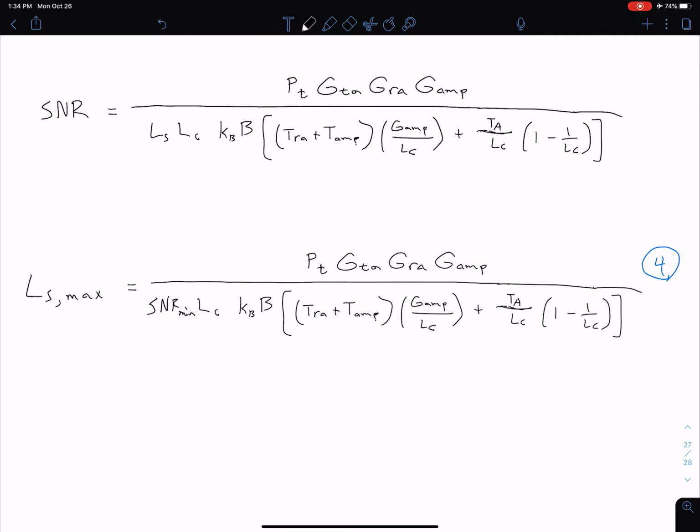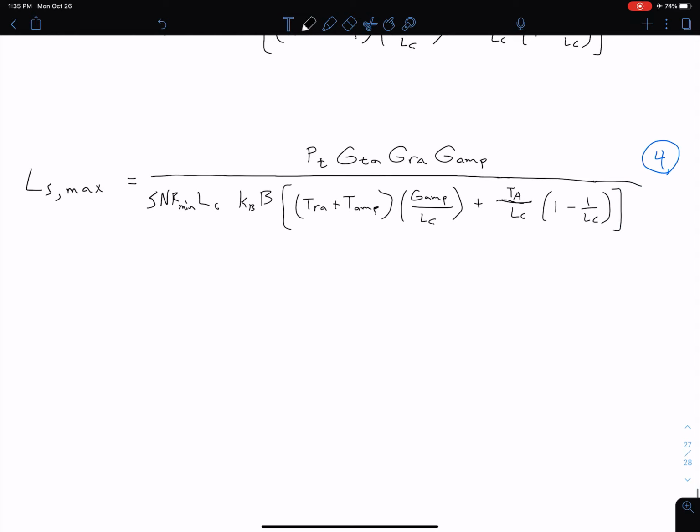But before we go about plugging in values and solving for that, let's note a couple of things here. If we look at any of these terms in the numerator, so we have our transmission power, our gains for our antennas, or our gain for our amplifier, increasing any of these terms in the numerator is going to increase the maximum allowable loss. So, numerator terms increasing means we have LS max also increasing, of course.